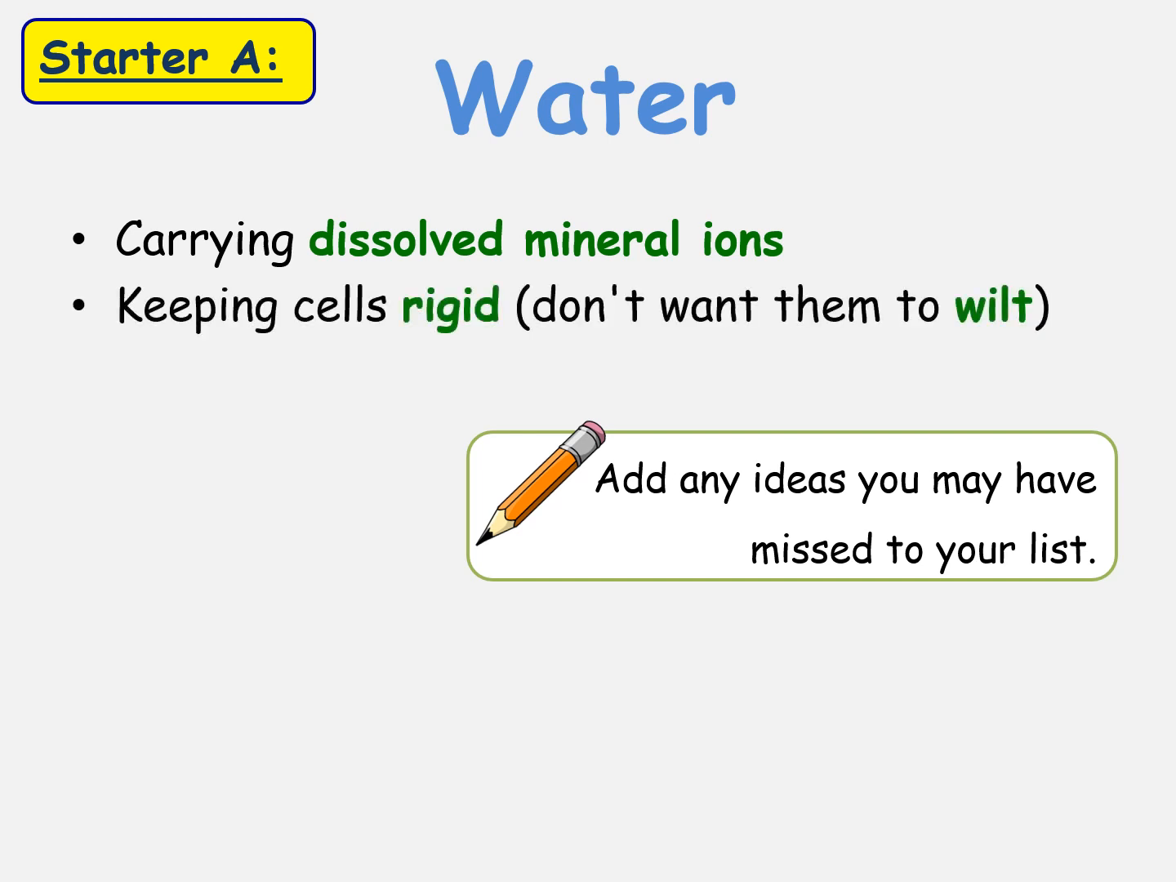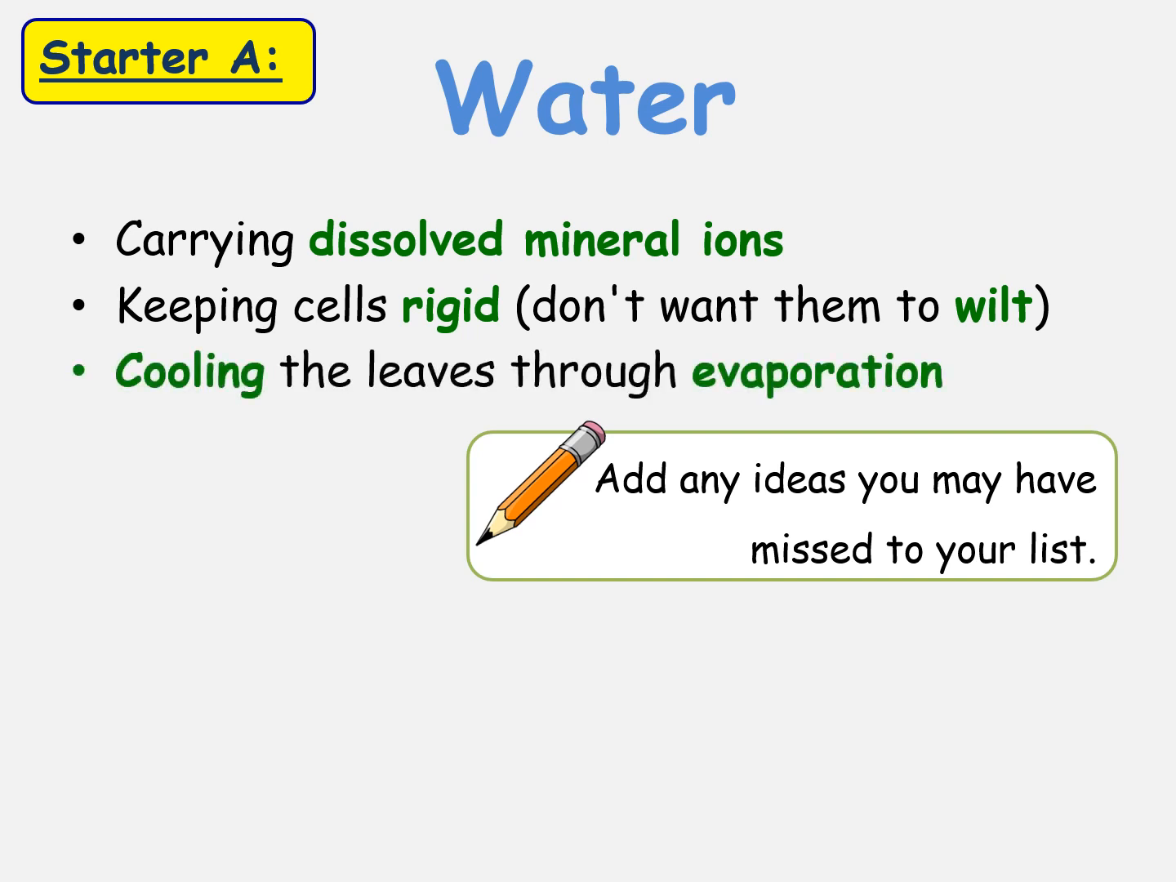Water is also used to keep cells rigid, or you might remember the term turgid. So this is about keeping the cells nice and firm so that the plant is strong and doesn't wilt. The evaporation of water through stomata also has a cooling effect on the leaves, which is similar to the effect that sweating has on our bodies. So we produce sweat, and as that evaporates from our skin, it acts to cool the skin down in exactly the same way as losing water vapour through the stoma helps to cool down leaves.